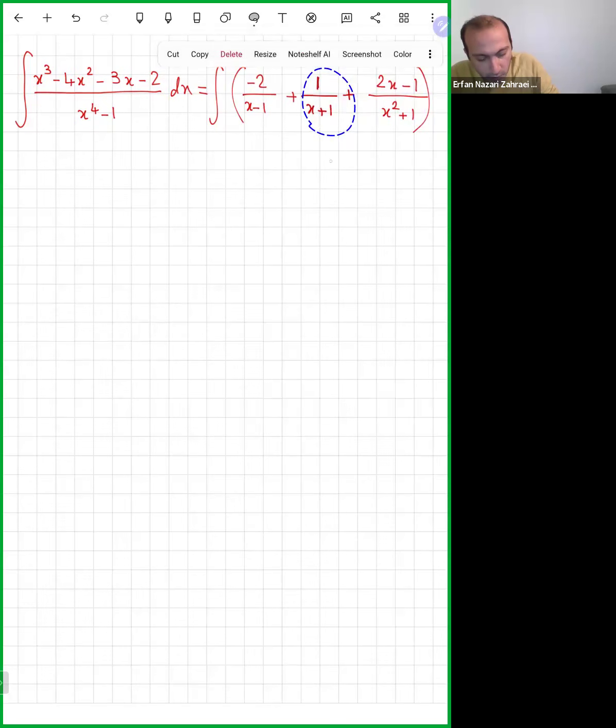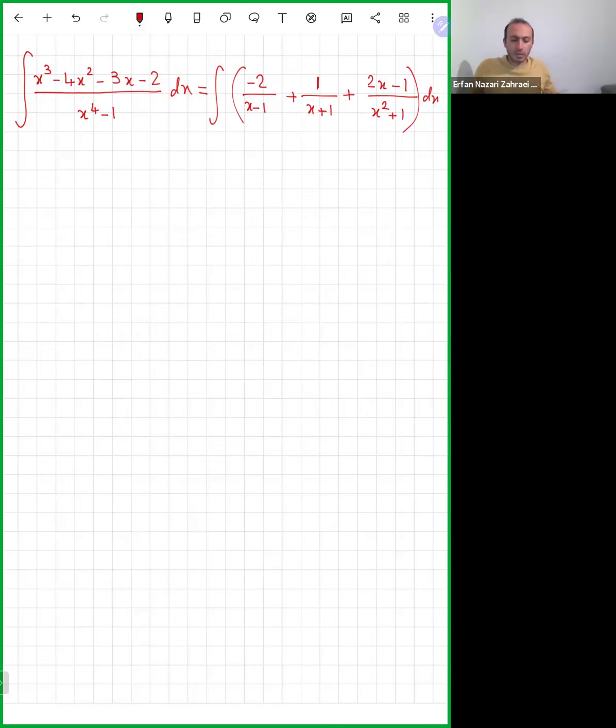I just need a little bit more space for dx. Okay, good. So I had that partial fraction decomposition of that rational function is this, and now I integrate. So let's integrate term by term. Integral of this is 1 over x minus 1. Its antiderivative is ln absolute value x minus 1 with the coefficient minus 2. Antiderivative of this is ln absolute value x plus 1, and the coefficient is 1.